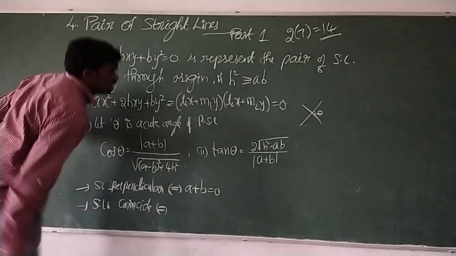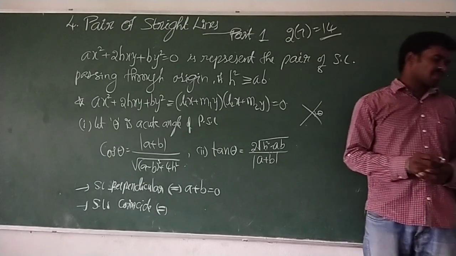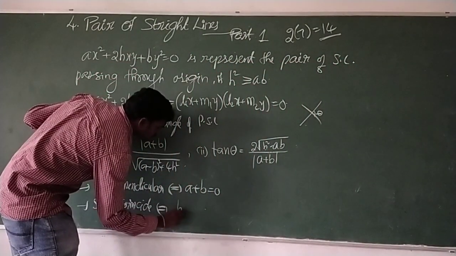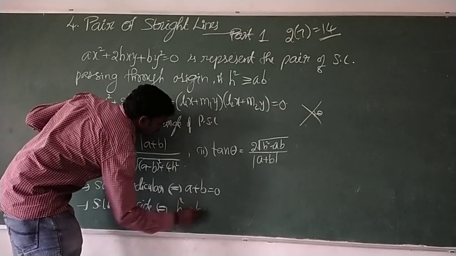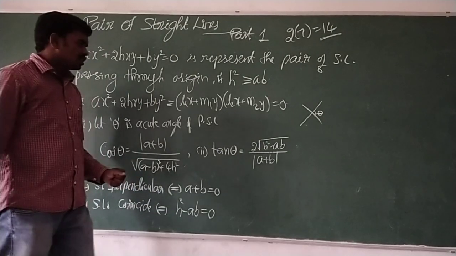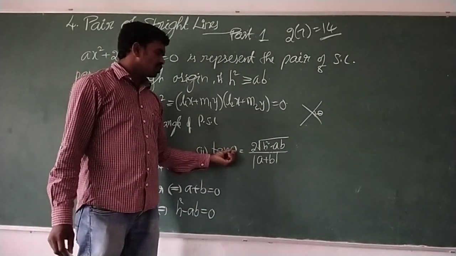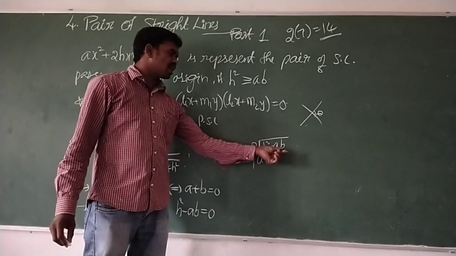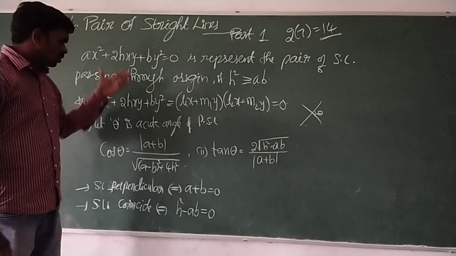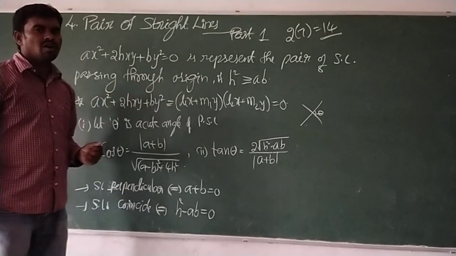Then what is the condition? Can you guess? Yes, h square minus ab is equal to 0. See here, coincident means the angle is 0 degrees. So tan 0 is 0, 0 into something is 0. So h square minus ab is equal to 0 we get. These are the few conditions of the pair of straight lines passing through the origin.